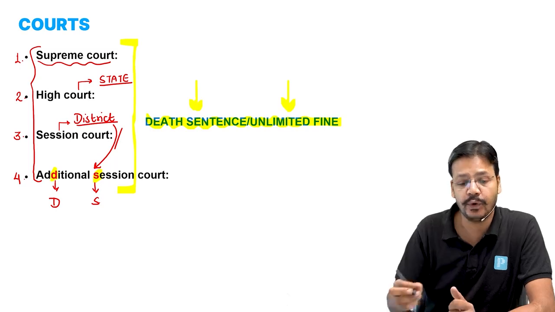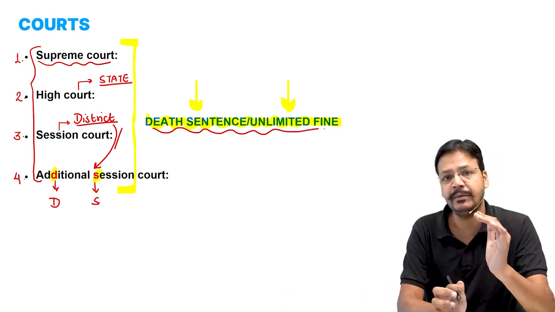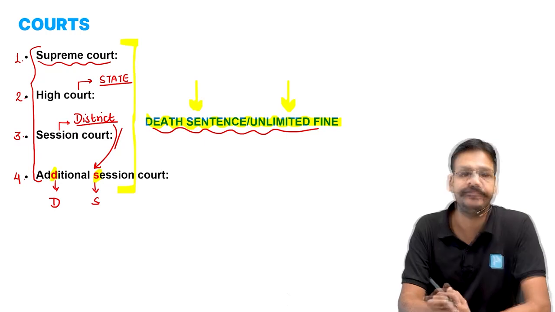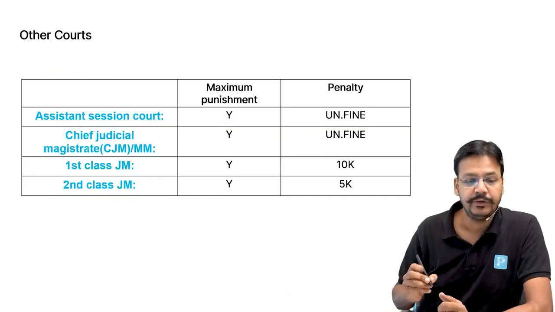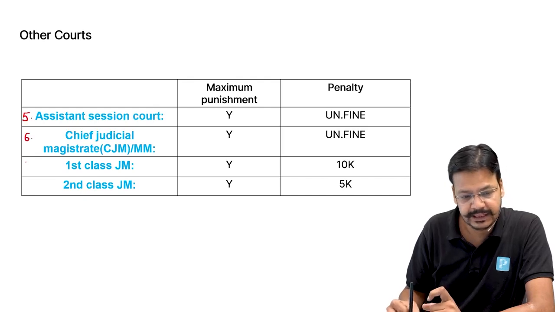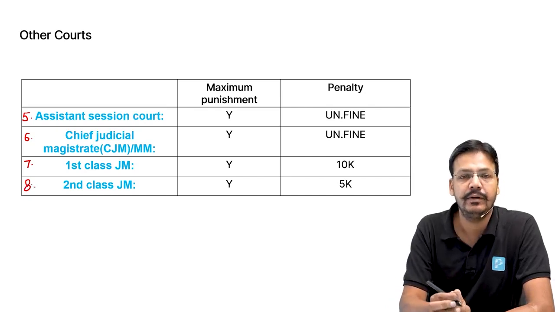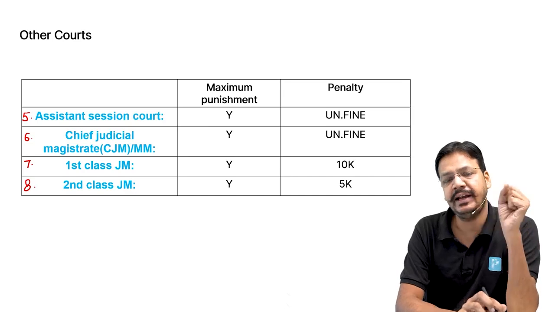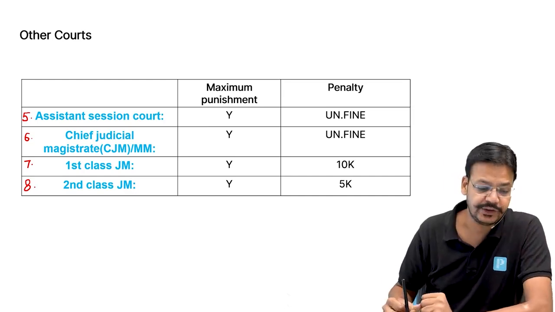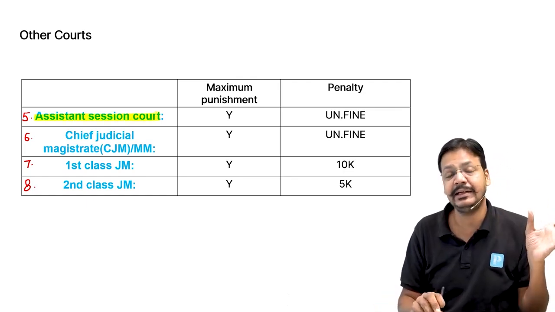So these are the 4 courts which can give you death sentence or unlimited fine: Supreme, High, Session, Additional Session. Now, sir, we are coming to court number 5, 6, 7 and 8. What are these? Assistant Session Court is number 5. Additional Session I already discussed, death sentence is the maximum.